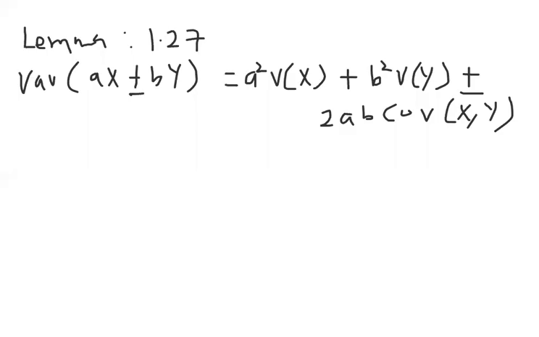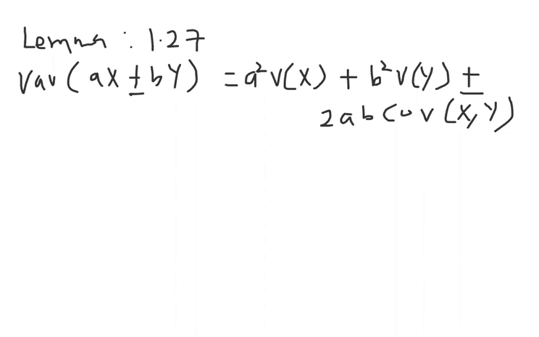Okay, so today I'm looking at when you've been asked to find the variance of aX plus bY. Anytime you are given this, finding the variance is the same as a squared multiplied by the variance of X, plus b squared multiplied by the variance of Y, plus or minus 2ab covariance of X and Y.